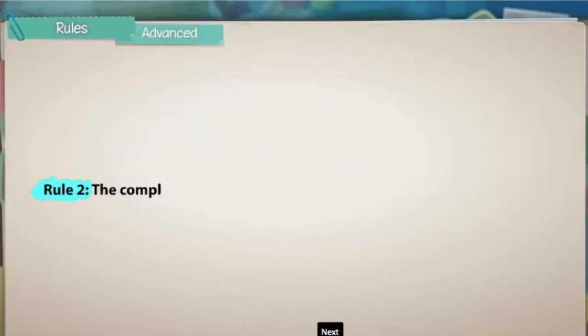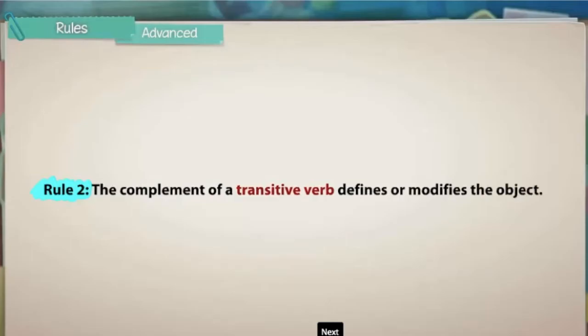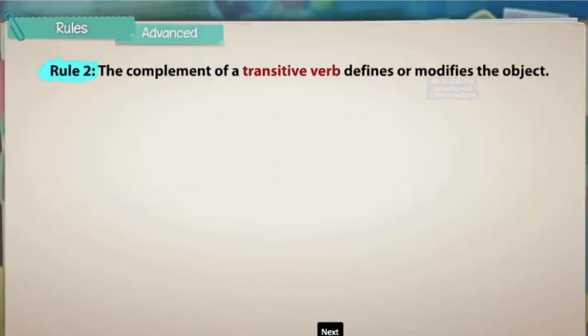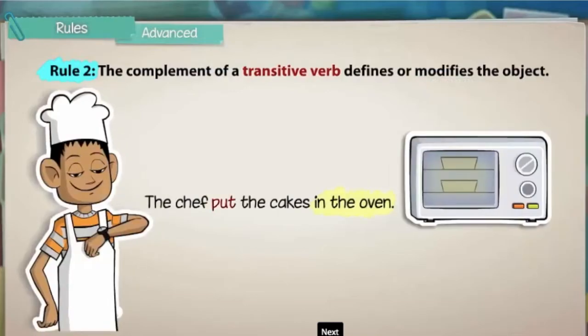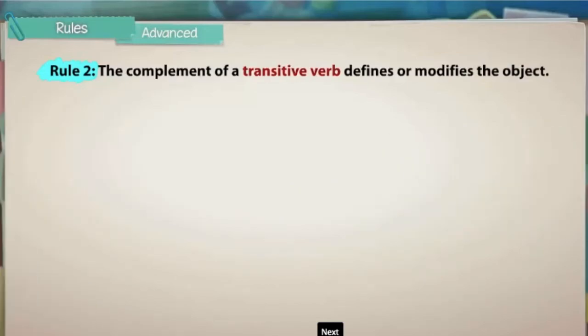So, the complement of a transitive verb defines or modifies the object. The chef put the cakes in the oven. So, he put where? In the oven. So, cakes in the oven is the complement. It is an objective complement because it defines or modifies the object.